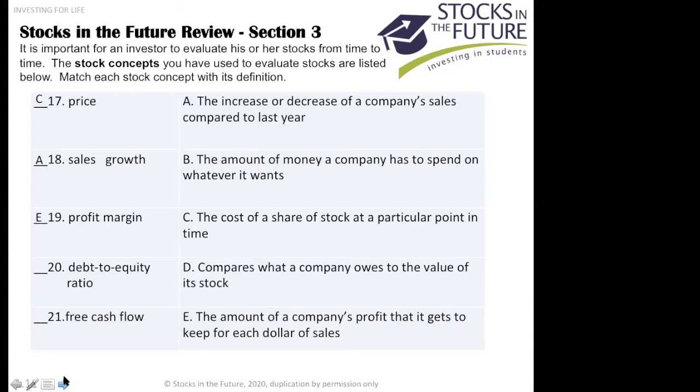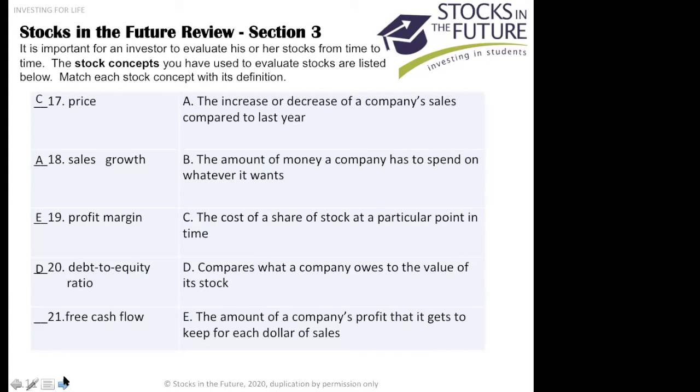So again, profit margin is the amount of a company's profit that it gets to keep for each dollar of sales. Number 20, debt to equity ratio. Again, this was taught at the end of 7th grade, and maybe several of you did not get to learn this. So we're either reviewing this or introducing it today, but no worries, we will go into more detail as we get into more lessons. And debt to equity ratio is letter D. It compares what the company owes to the value of its stock.